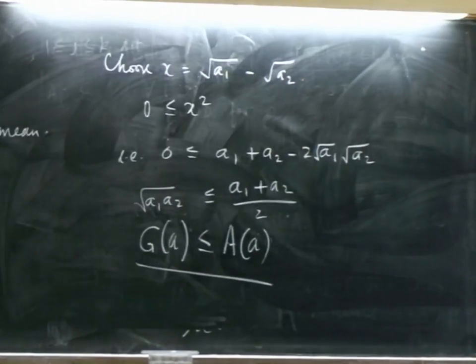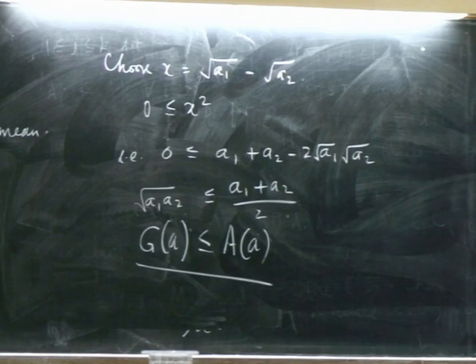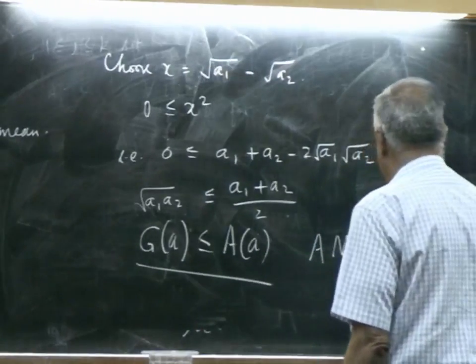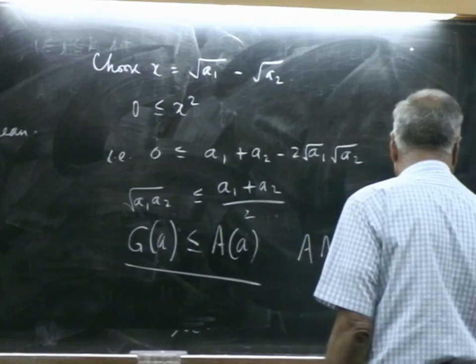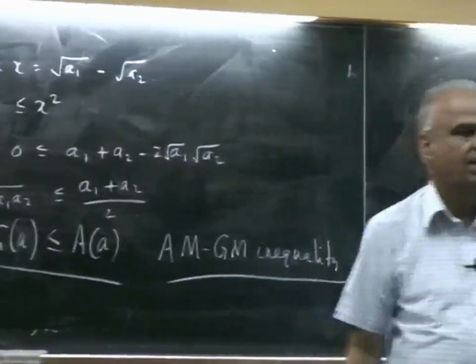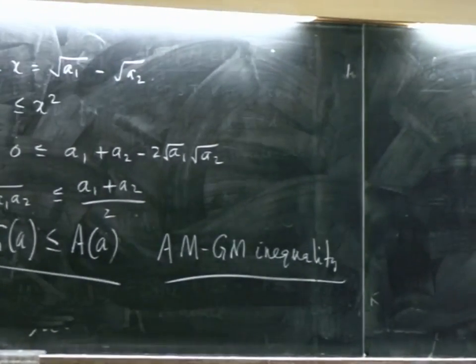This is a very famous arithmetic mean geometric mean inequality. This is what is known as the AM-GM inequality. Arithmetic mean, geometric mean inequality.